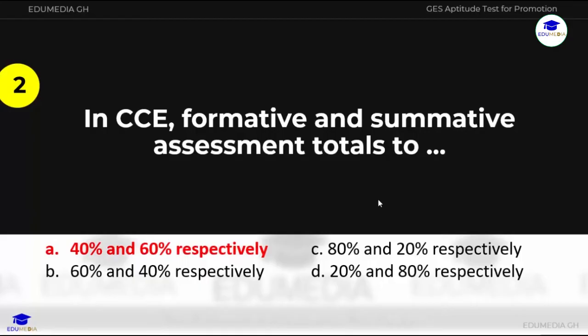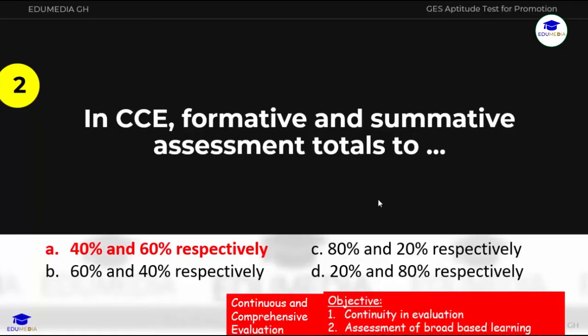40% and 60% respectively. The CCE is the Continuous and Comprehensive Evaluation. It refers to a system of school-based assessment that covers all aspects of student development. It emphasizes 2 objectives: continuity in evaluation and assessment of broad-based learning. One of the points on the CCE indicates that formative assessment should total 40% and summative assessment should total 60%.